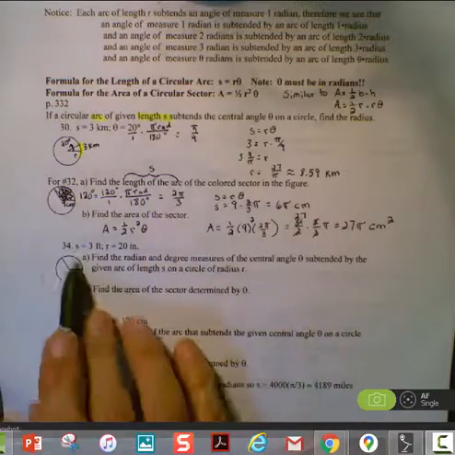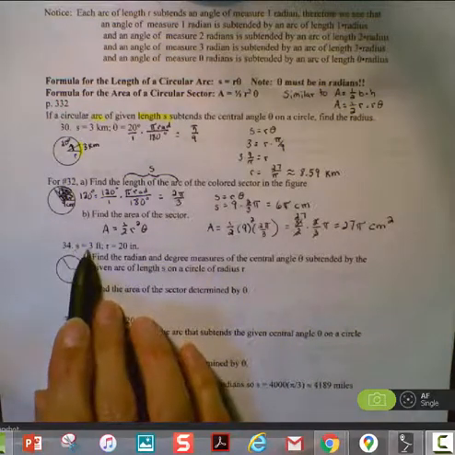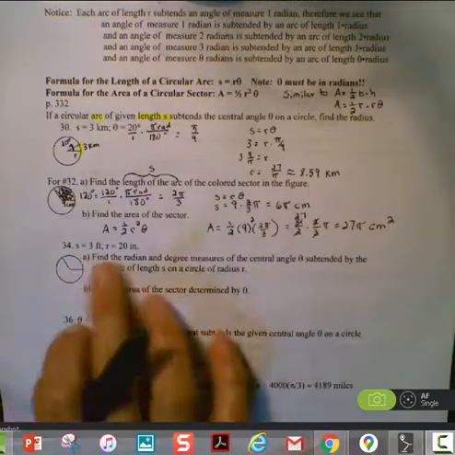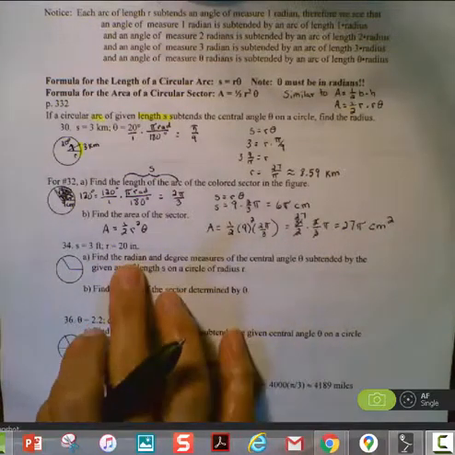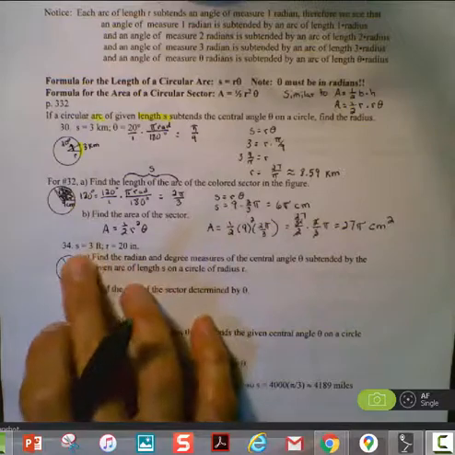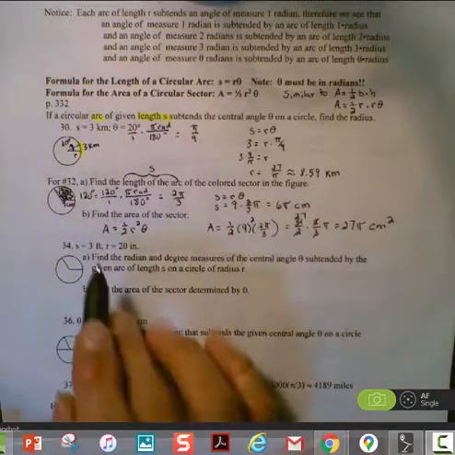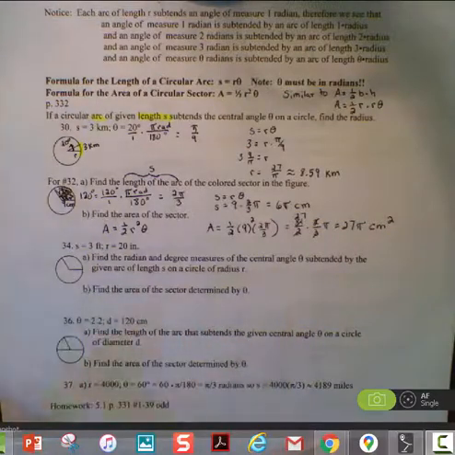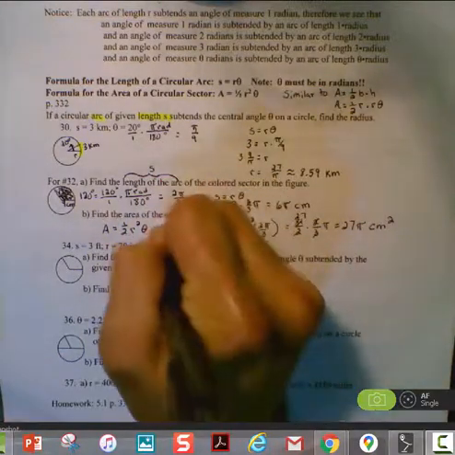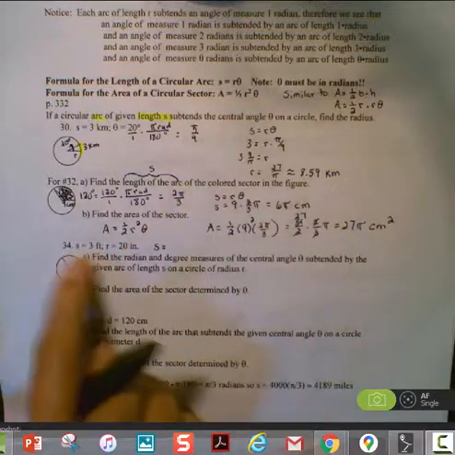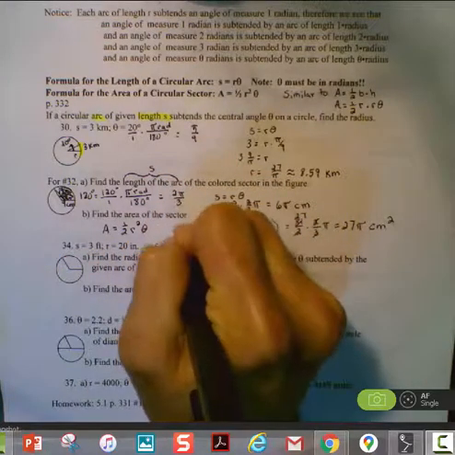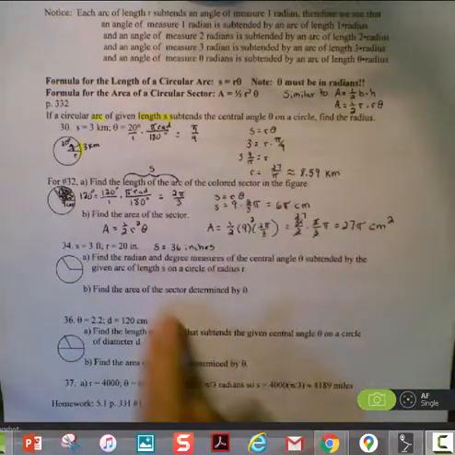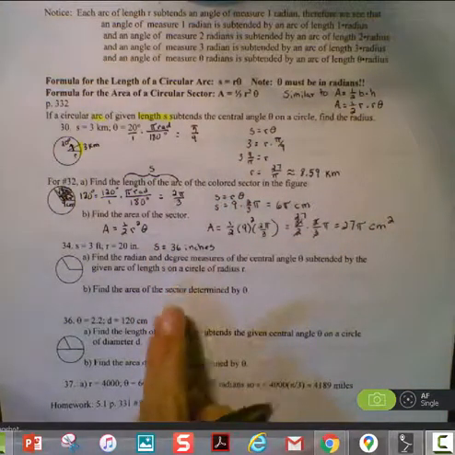Number 34 gives us an arc length of 3 feet and a radius of 20 inches. The thing to be careful of there is that our units are not the same in both the arc length and the radius. So we either have to change 3 feet to inches, or we can change 20 inches to feet. I think it would be simpler to say if S is 3 feet, that's 36 inches.